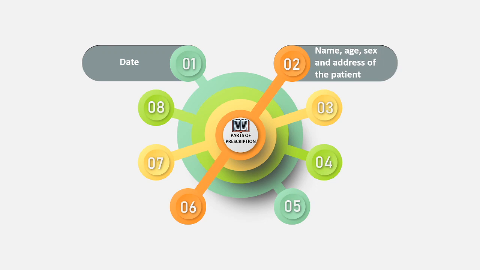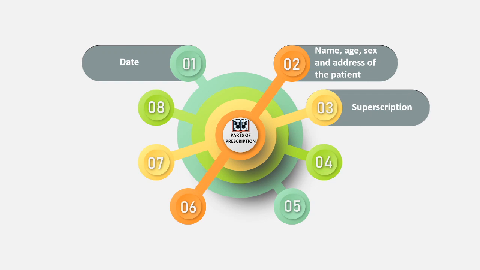Second is name, age, sex and address of the patient. It must be written in the prescription because it serves to identify the prescription. In case any of this information is missing in the prescription, the same may be included by the pharmacist after proper enquiry from the patient. Also it is used in the dose calculation of children, so it is very important, and in some cases the weight of the patient may also be required in order to calculate the appropriate dose.